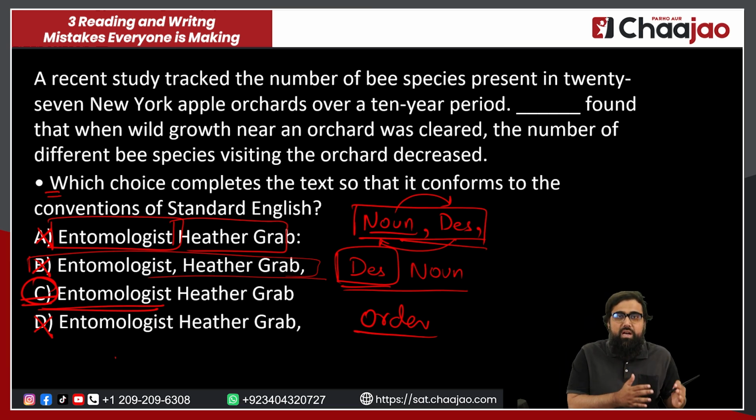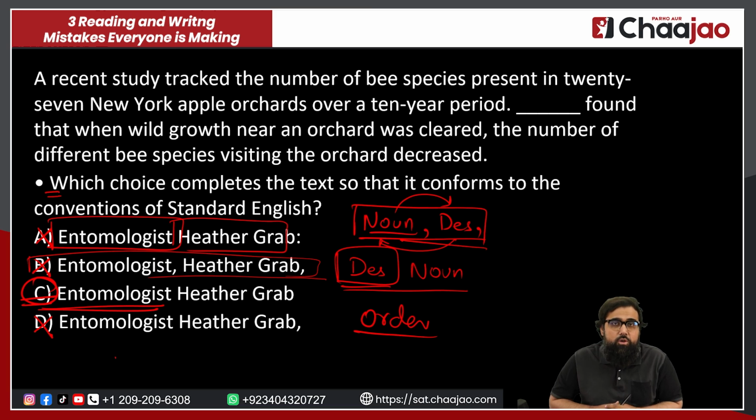So if you have a noun and you have the description or the appositive right after it, that appositive or the description will come between 2 commas. But if you have the appositive before and the noun after it, that will not have any commas for it, right? That is something you need to remember. So this is the first mistake, and I warn you about this mistake. Many students make this error, so you should avoid it.